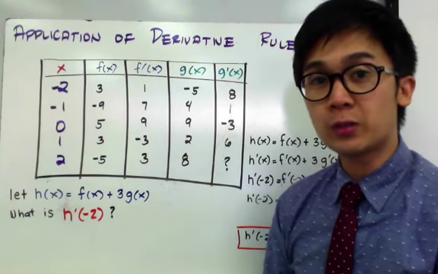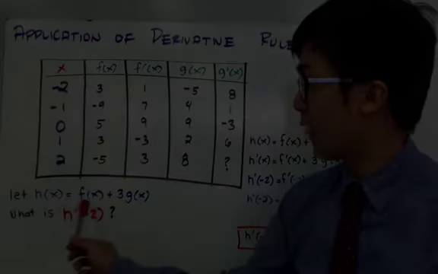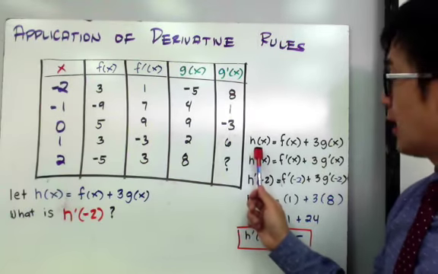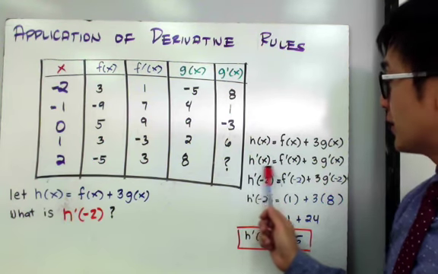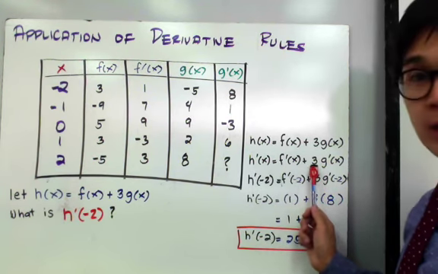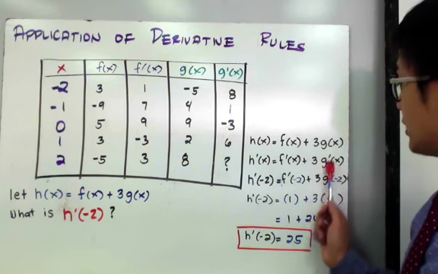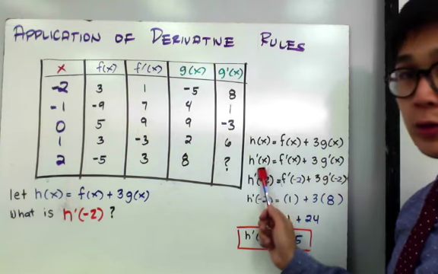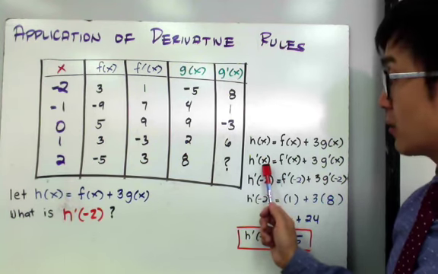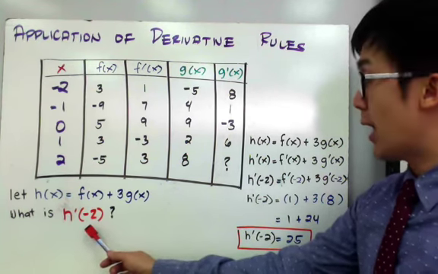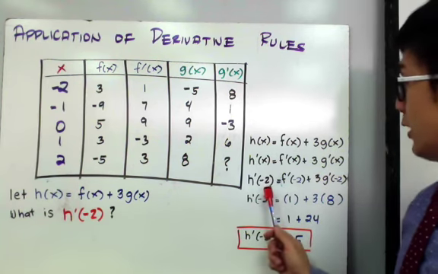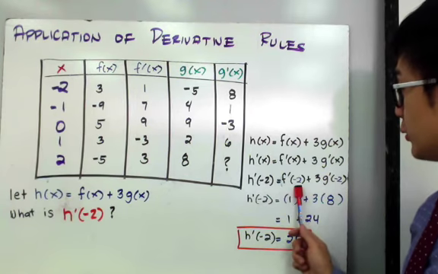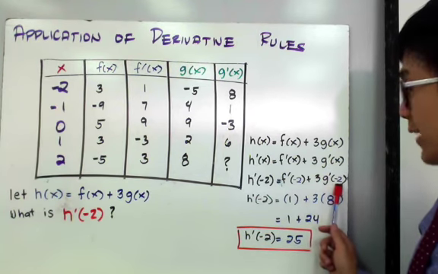So we are going to use the derivative rule in evaluating our function. By finding the derivative of h of x, we'll have h prime of x, which gives us f prime of x plus 3 times the derivative of g of x, which is g prime of x. Now that we have found h prime of x, we can use the specific value of x given in the problem, which is negative 2, and replace x by negative 2. By doing that, h prime of negative 2 will give us f prime of negative 2 plus 3 times g prime of negative 2.